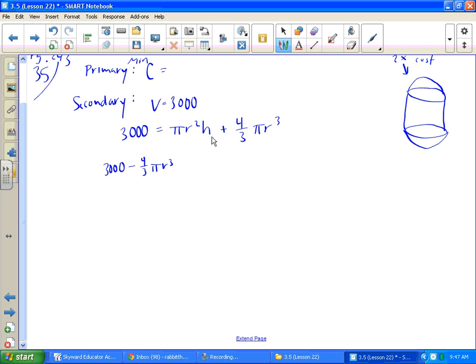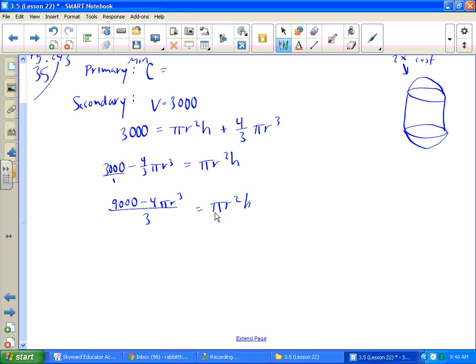So what am I going to do with this piece? Divide by pi r squared, right? This here, I might want to get a common denominator first, just so it doesn't get super messy. So the common denominator would just be that 3 that's in the denominator, right? So what's this going to turn into if I want to get it over 3? 9,000. So I have 9,000 minus 4 pi r cubed over 3. Is everyone okay with this? And then it equals this pi r squared h. I'd rather take a little time to clean this up now than to have to deal with it later. I'm going to make sure this looks like a 3.